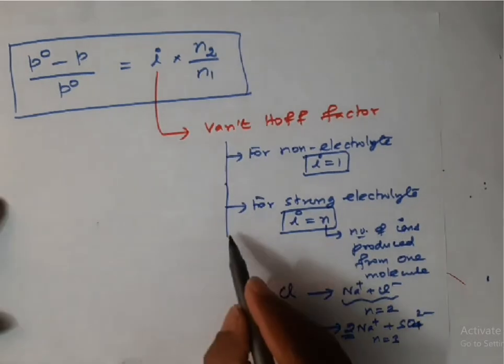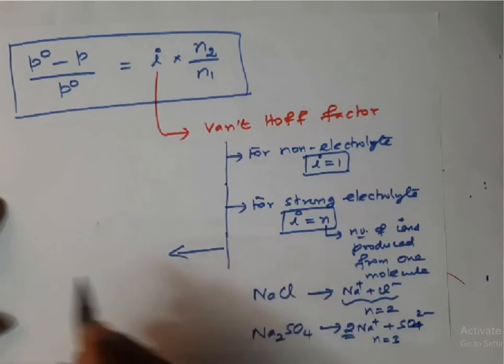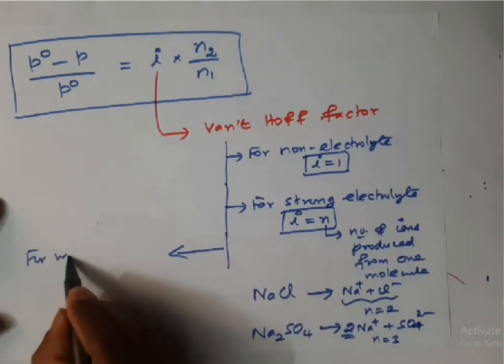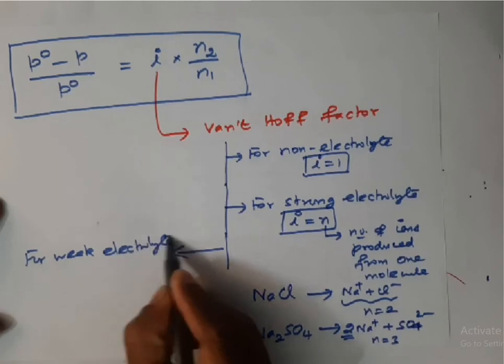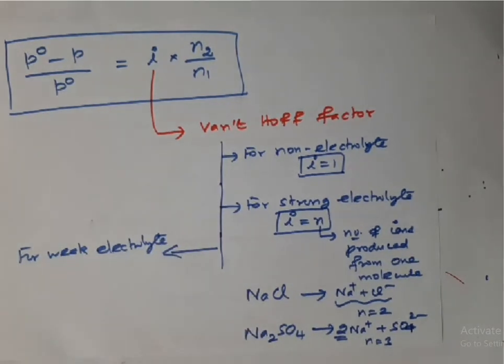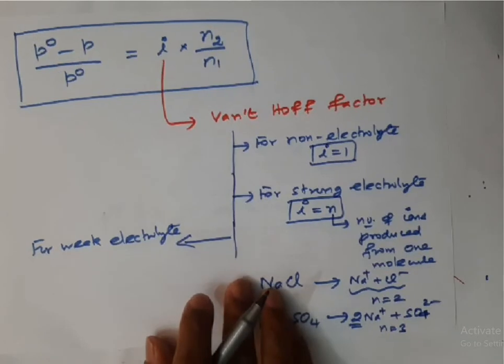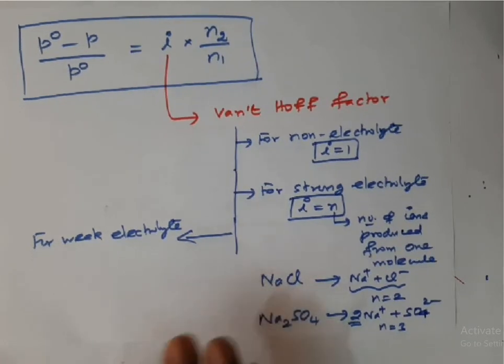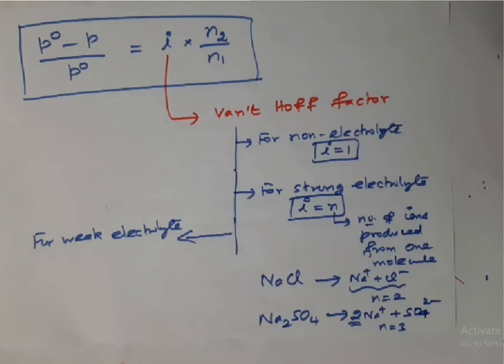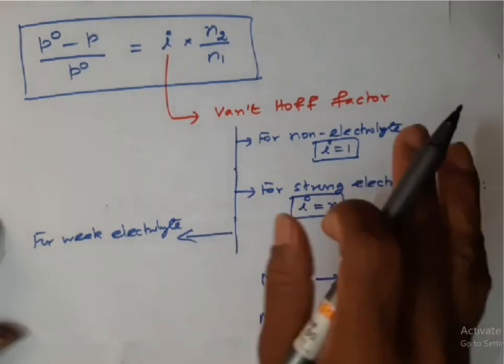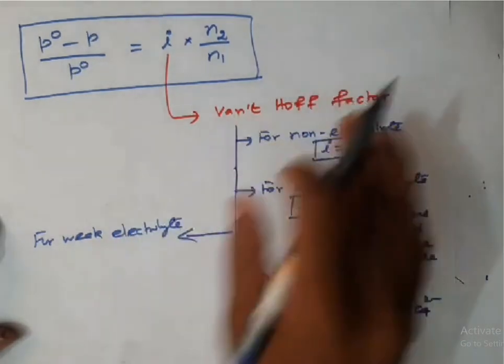What about for a weak electrolyte? For a weak electrolyte, we have to find out whether it undergoes dissociation or association. Based on that, we have to find out. We'll discuss that as we go along. We are going to discuss the Van 't Hoff factor separately, and at that time we will discuss that.